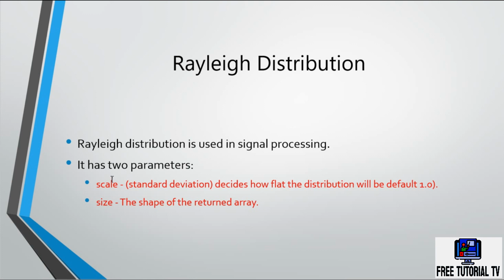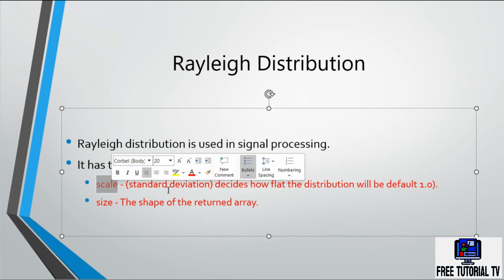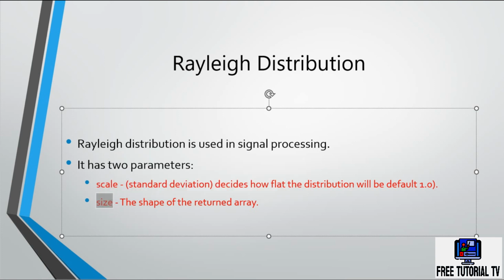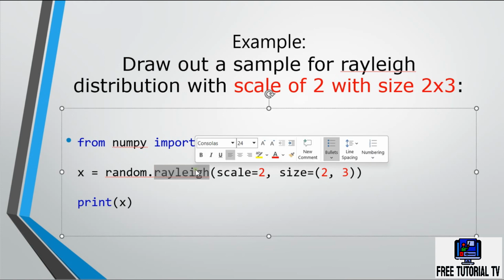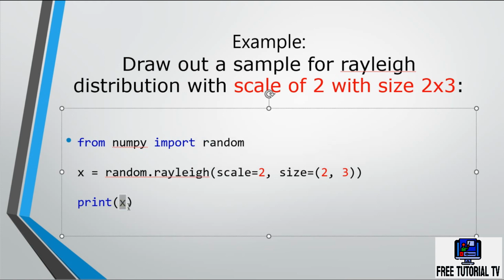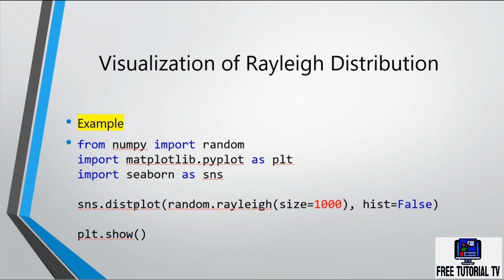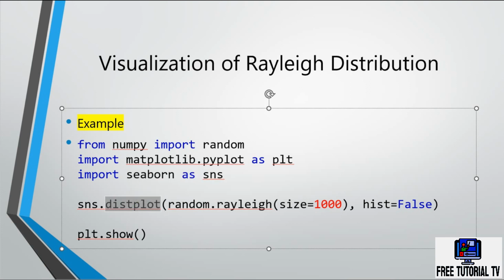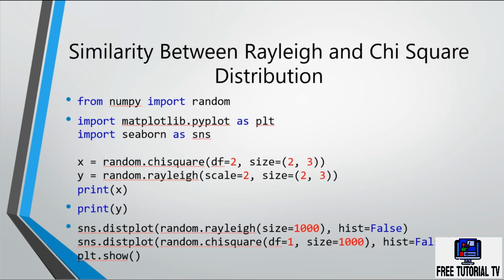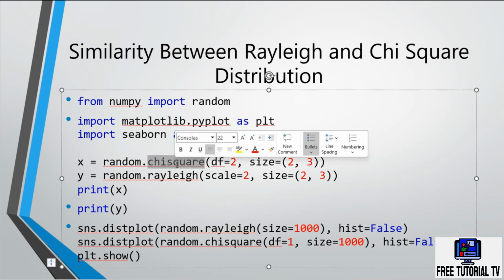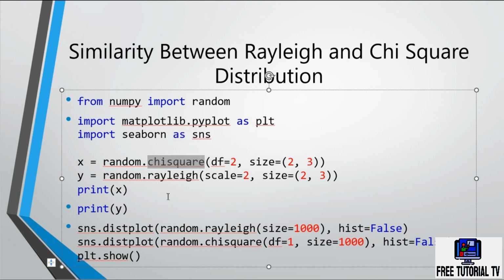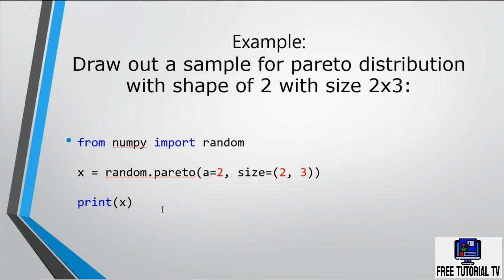And this is a Rayleigh distribution. In the Rayleigh distribution, you can give a scale, which is a standard deviation value, and then you have a size of the array, and this is how you generate a Rayleigh array. From this array, you can just put it into a distribution plot and see the output. Okay, here you can see the difference between the chi-square and the Rayleigh distributions. You can provide different values and see there.